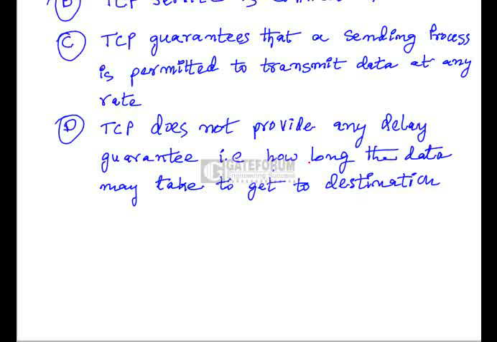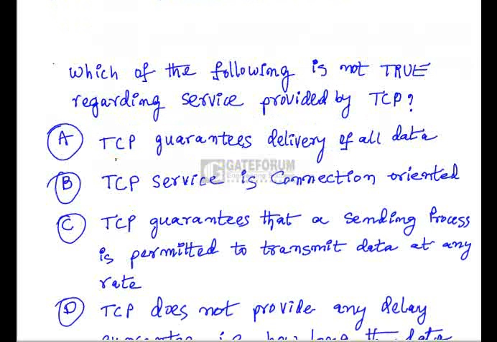We need to find out the statement which is not true. So let us see one by one. Option A, TCP guarantees delivery of all data. This is a true statement because TCP is the Transmission Control Protocol, which is in the transport layer. It is a connection oriented protocol and a delivery guarantee of data will be there in TCP. UDP has no guarantee of delivery.